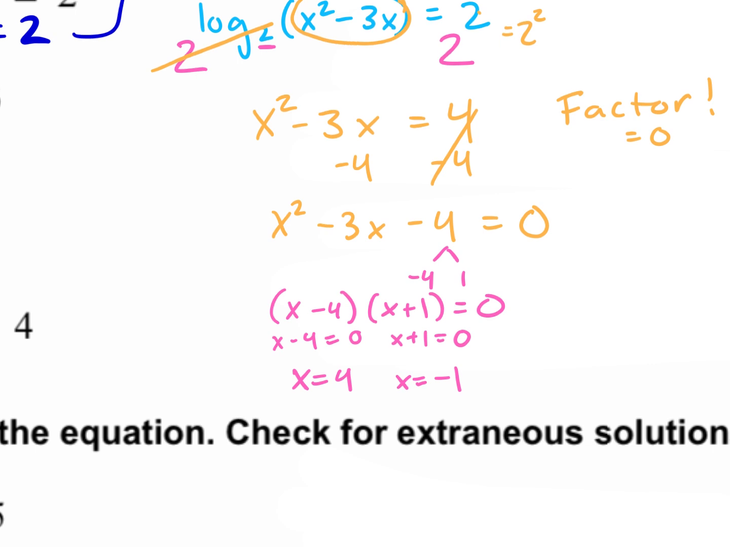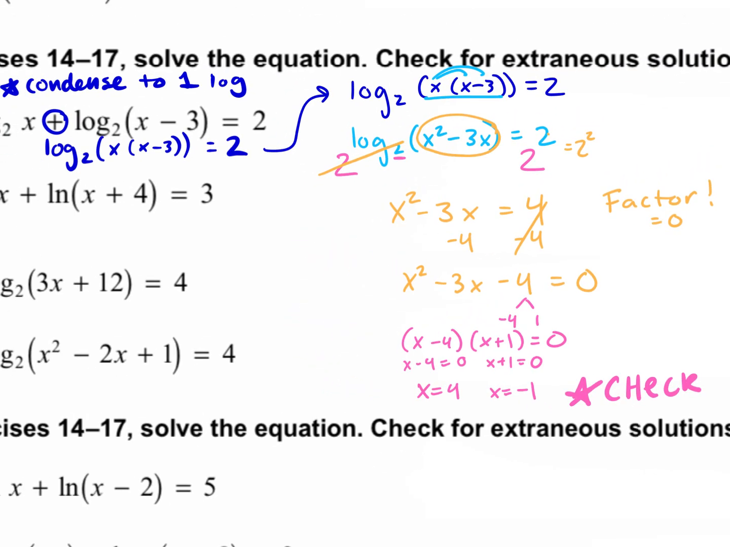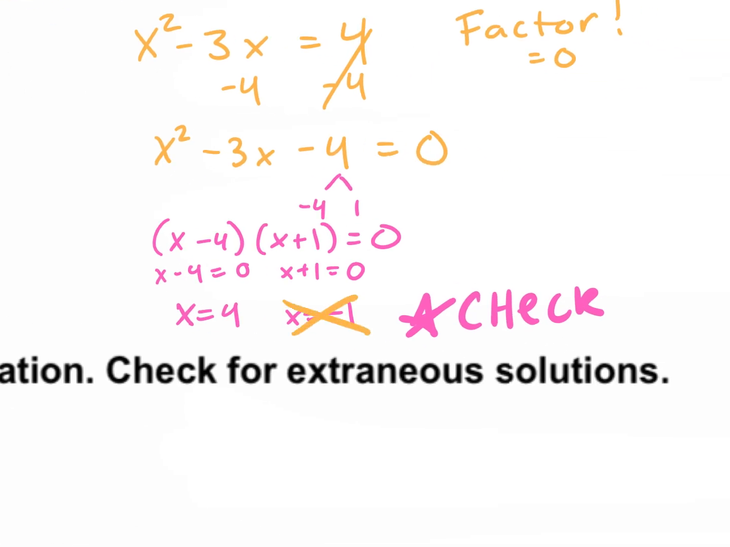What do I do when I have two answers? Check. What can I not have the log of? A negative. So if I plugged in 4 into my x's here, could I take the log of 4? Yeah. Could I take the log of 4 minus 3, which is 1? Yeah. So 4 works. Let's try, what was the other one, negative 1? If it's negative, it doesn't work. So if it's positive, it works. Can I take the log of negative 1? No, because we can't take the log of a negative. So negative 1 does not work.